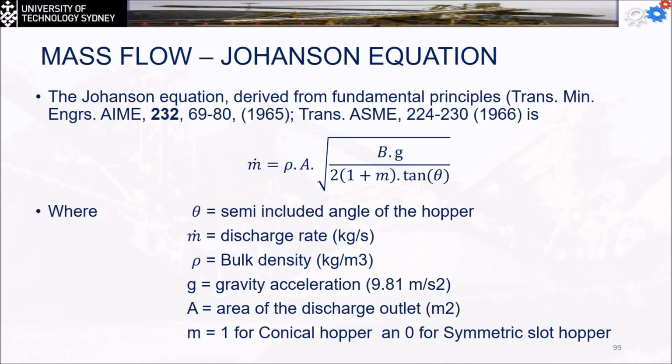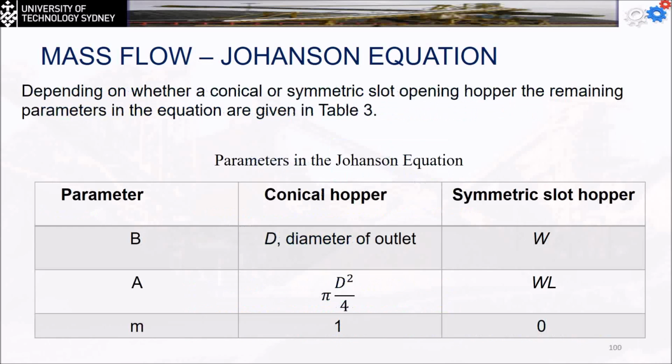Yeah, you wrote down the equation. We'll go to the given data. So first, conical hopper is what we're talking about. The B is going to be the diameter we calculated. The area is going to be the area of the circle with this diameter.